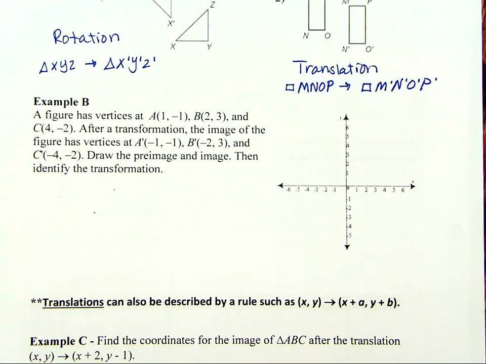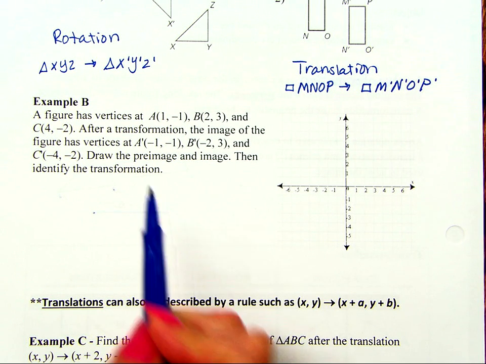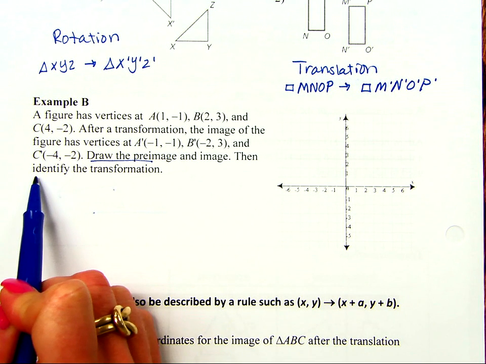Example B says that we have a figure with vertices at A (1, -1), B (2, 3), and C (4, -2). After a transformation, the image of the figure has vertices A prime (-1, -1), B prime (-2, 3), and C prime (-4, -2). Draw the pre-image and the image, then identify the transformation. So it's important to know they're wanting us to do a couple things here, to draw both images and then to identify my transformation.